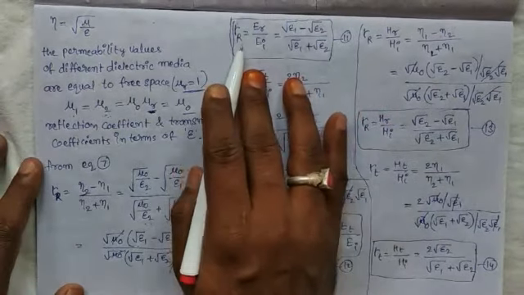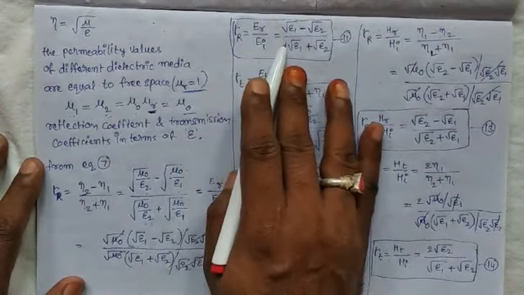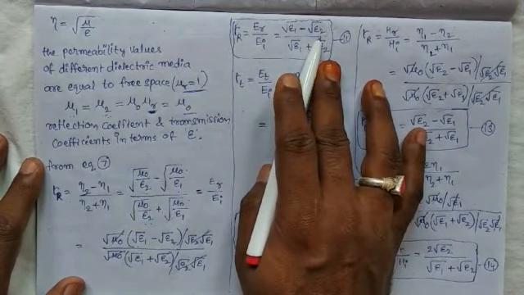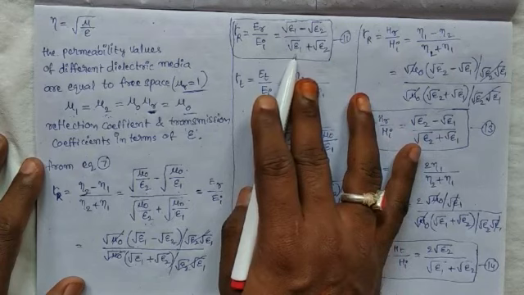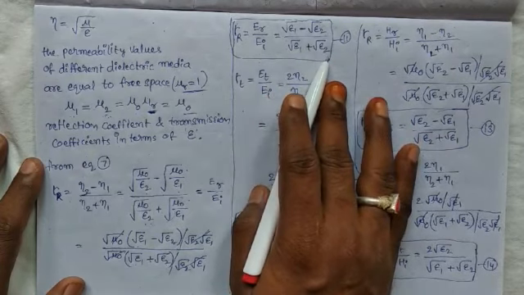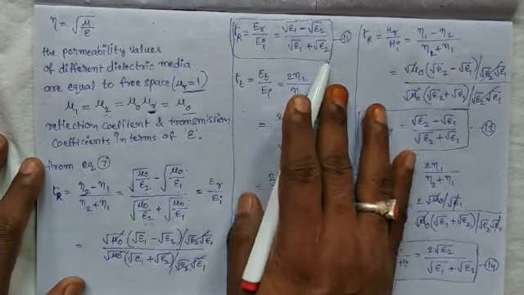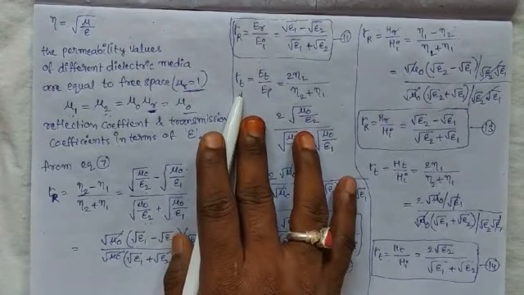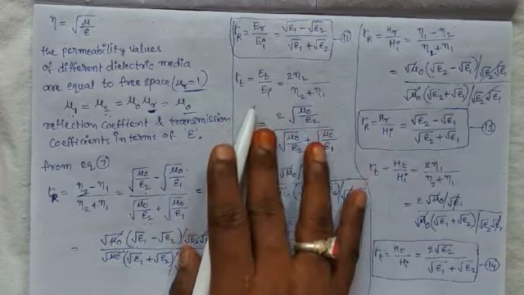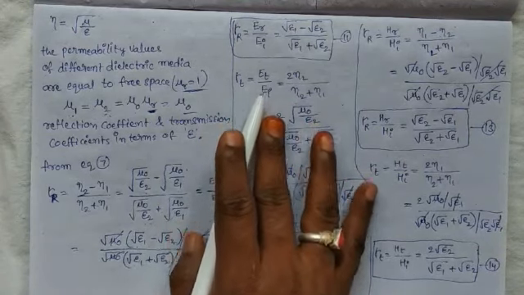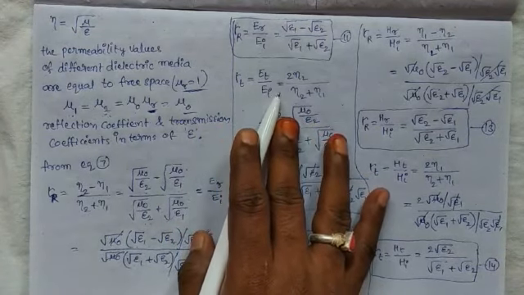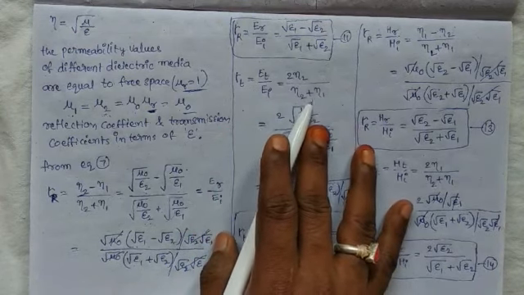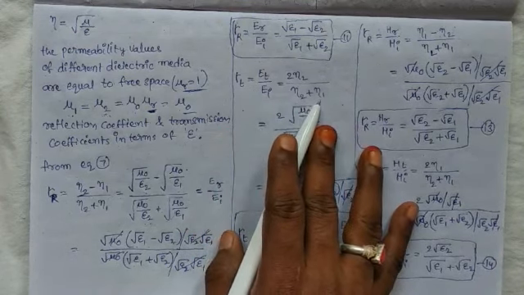Here the reflection coefficient is equal to square root of epsilon 1 minus square root of epsilon 2, divided by square root of epsilon 1 plus square root of epsilon 2. Similarly, we are determining the transmission coefficient. In terms of electric field, Et by Ei, which is equal to what? 2 into eta 2 by eta 2 plus eta 1.